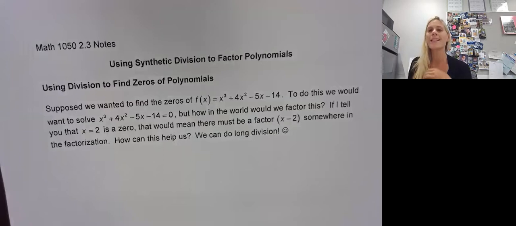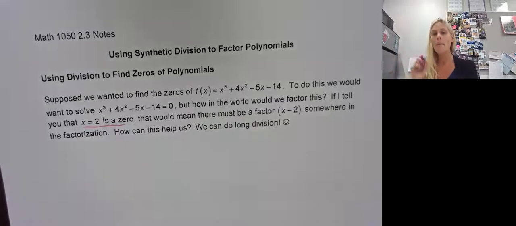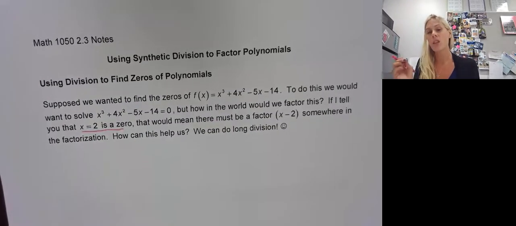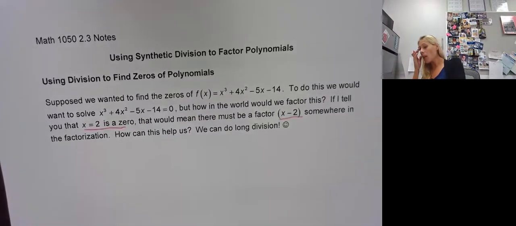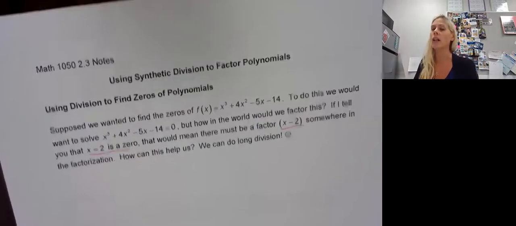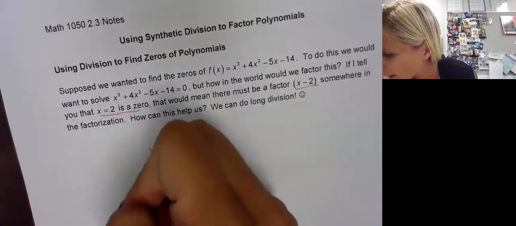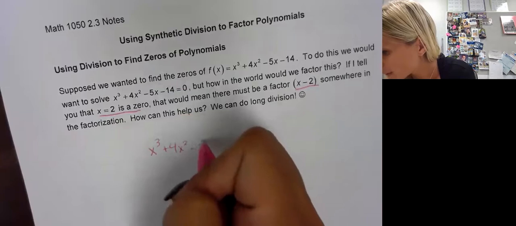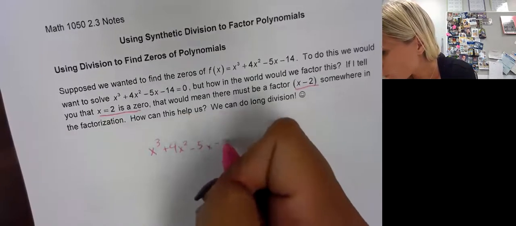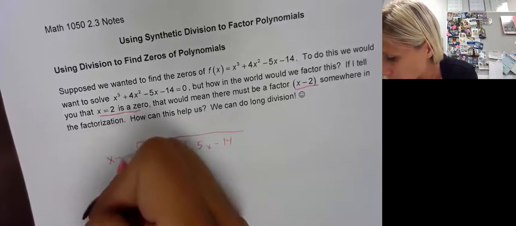Okay, so the idea is if I told you ahead of time that x equals 2 is a 0, that means what actually is a factor of this function is x minus 2, okay? So I'm actually going to show you that division right here and prove that it works, okay? So we are going to divide x cubed plus 4x squared minus 5x minus 14 by x minus 2.